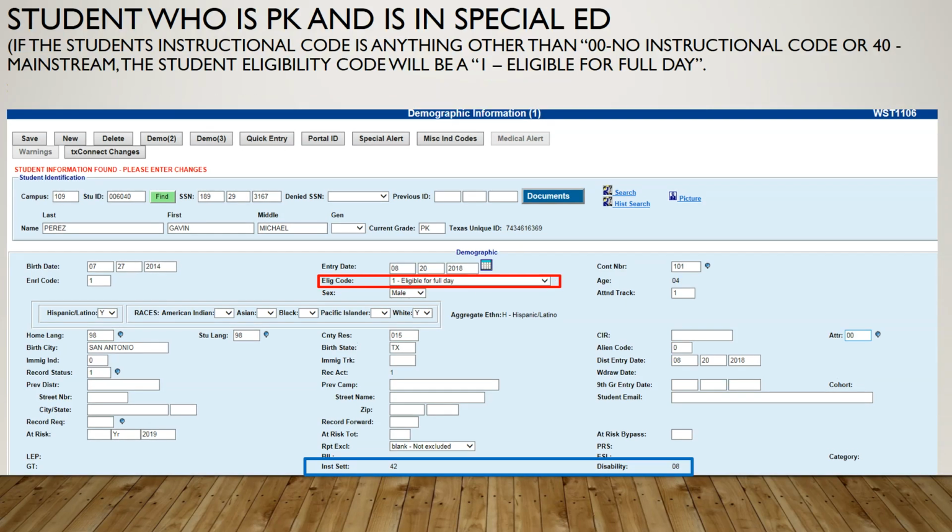Next example is a student who is pre-K and is in special ed. If the student's instructional code is anything other than 00, no instructional code, or 40, mainstream, the student is eligible. Eligibility code will be a 1, eligible for full day. So in this example, the student's instructional code is a 42, his disability is 08, so his eligibility code would be a 1.